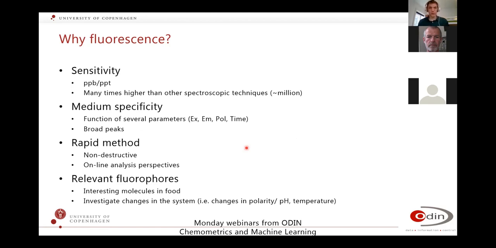So a bit on why. High sensitivity. It's a medium specificity, but you can increase that by increasing the number of modes that you're measuring. It's non-destructive, and you can also use it for online analysis. It's not very much used for this, though. There are several relevant fluorophores in food, and you can then use it actively to investigate changes in systems.